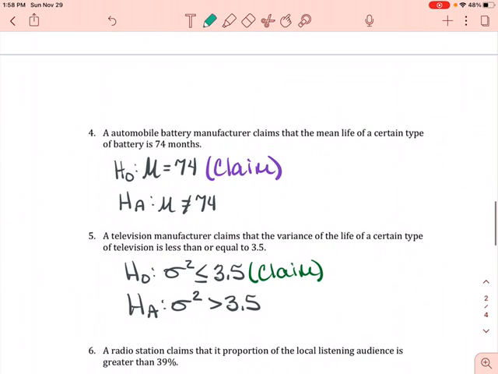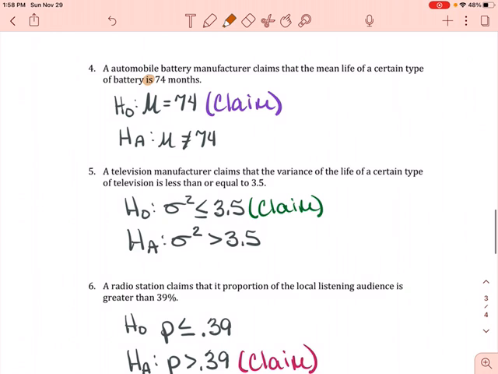So the first one, the mean life of a certain type of battery is 74. That's an equal to, so it goes in H sub O, and it's also the claim, so H sub A is not equal to. Next, a manufacturer claims the variance of the life of a certain type of television is less than or equal to 3.5. Containing an equal to means it's H sub O, and we're using sigma squared because that's variance. Then our greater than is going to go in H sub A because that's the complement. And we got the claim.